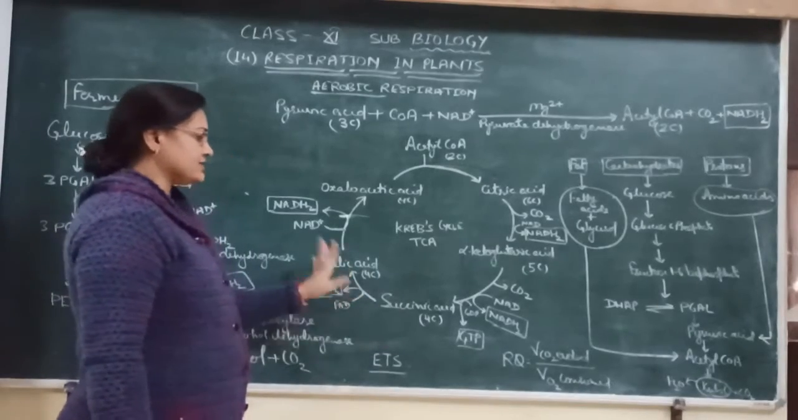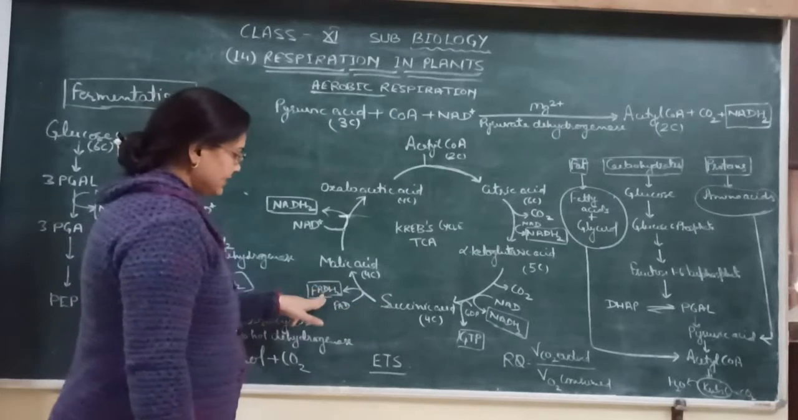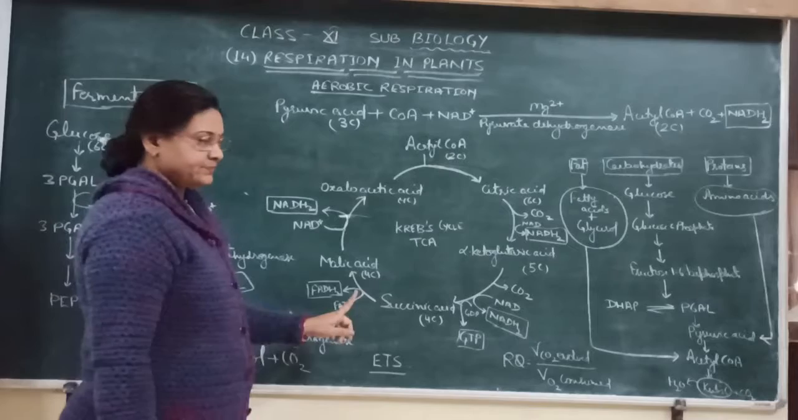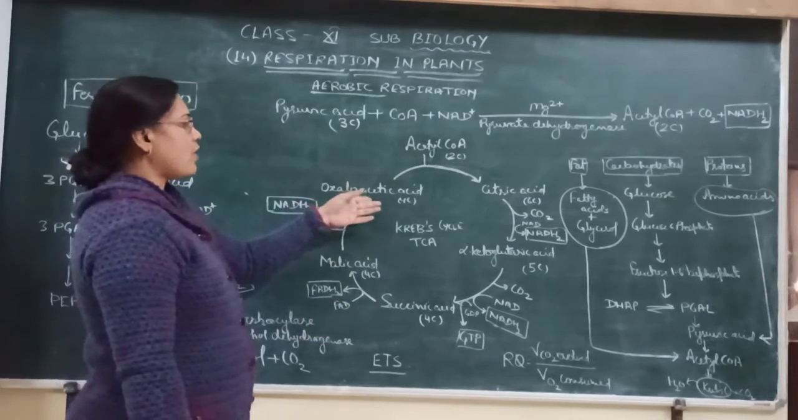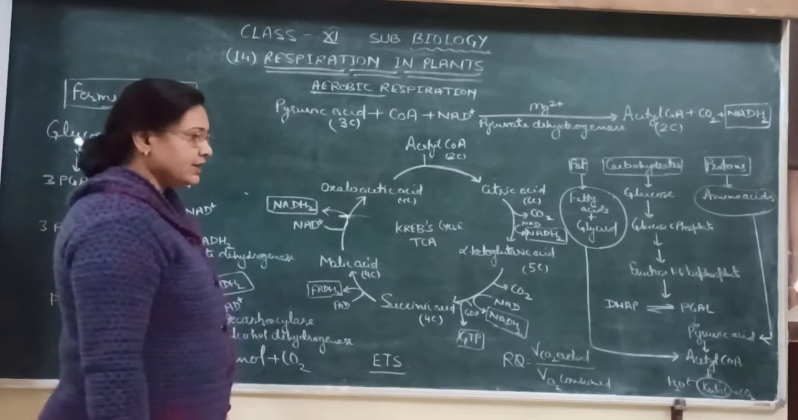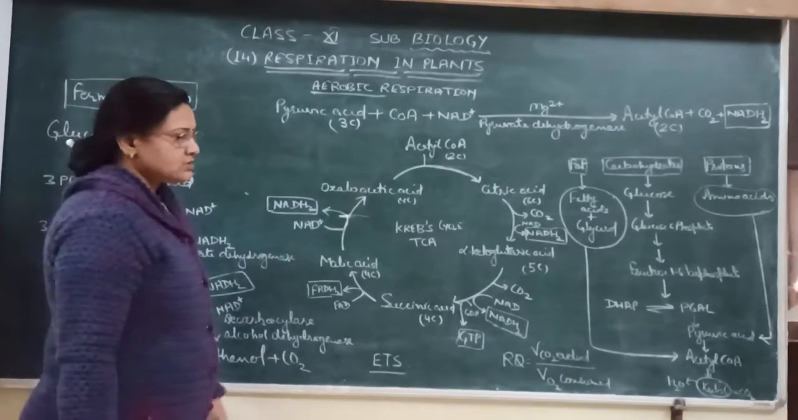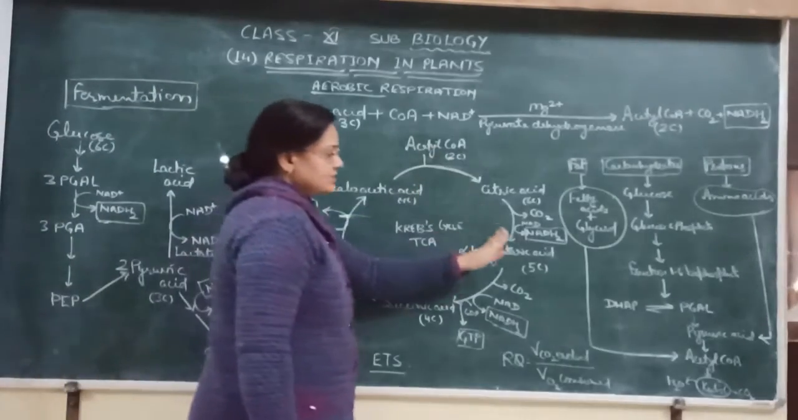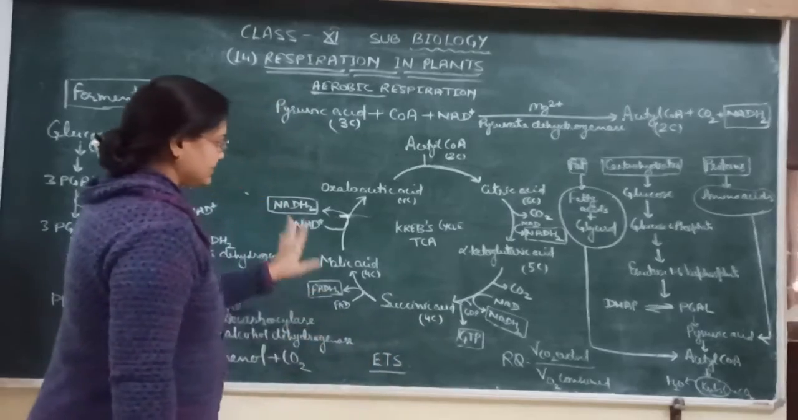Then the next step is conversion of succinic acid into malic acid. Succinic acid and malic acid are both 4-carbon compounds. So here 1 molecule of FADH2 is formed. The next step is conversion of malic acid into oxaloacetic acid. Both are 4-carbon compounds, and during this step one NADH2 is formed. So these are the energy forms. And what are the energy forms? NADH2, GTP, FADH2.